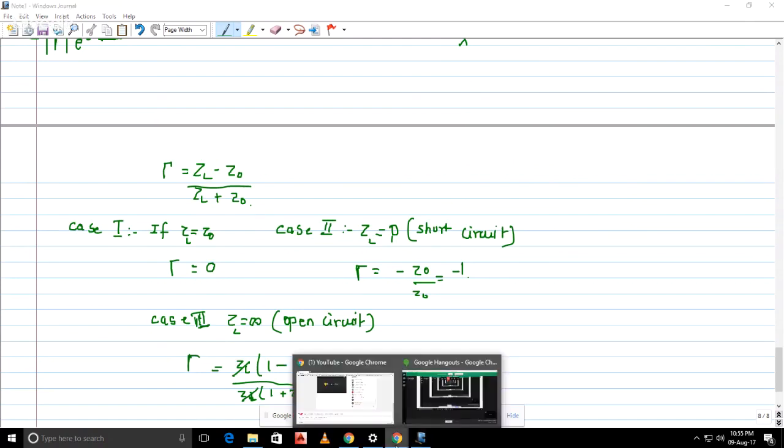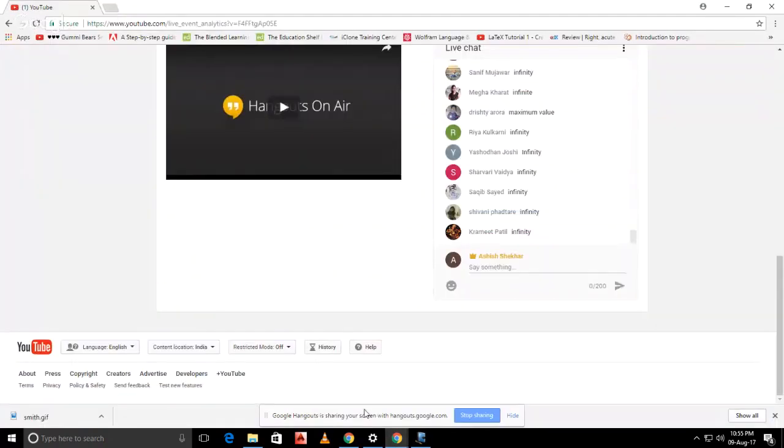I hope everyone understood how I got plus one, not exactly infinity. We are not supposed to solve infinity problems directly. So I pull out my ZL common, and then it becomes Z0 by ZL, and anything divided by infinity is zero. That's why I'm getting plus one.